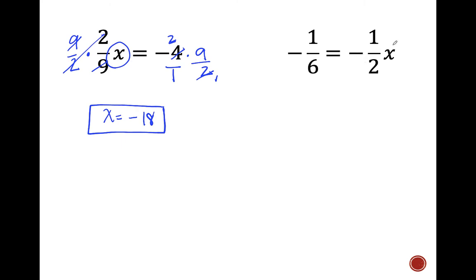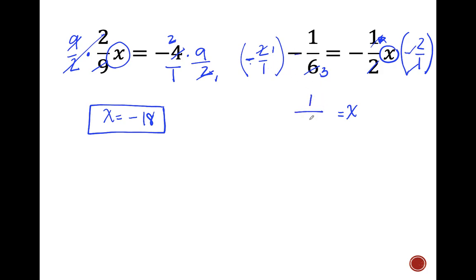Example 2, we're going to multiply this one by negative 2 over 1. Remember, the goal is to get rid of the number that's next to the x. So that's negative 1/2, so we flip that upside down. The 1's cancel, the 2's cancel, the negatives cancel, and we have just the x left. And then over here, we can cross simplify. We have negative 1 times negative 1, which is positive 1, and 1 times 3, which is 3. So 1/3 for the second example.